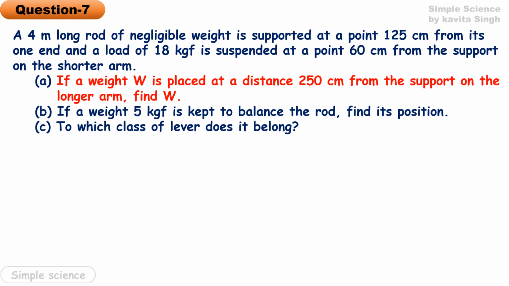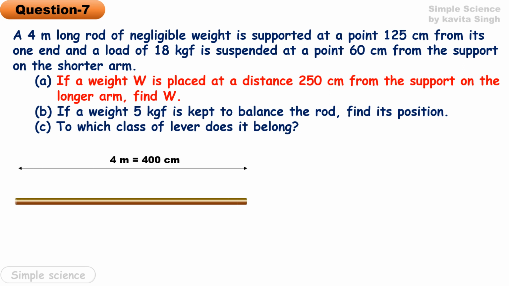Let us understand the question first. What is given, how to draw the diagram, let us do step by step. Now we will read the question once again. A 4-meter long rod. So there is a rod whose length is 4 meter, nothing but 400 centimeter, is supported at a point 125 centimeter from its one end. Supported means fulcrum, at a distance of 125 centimeter from one end.